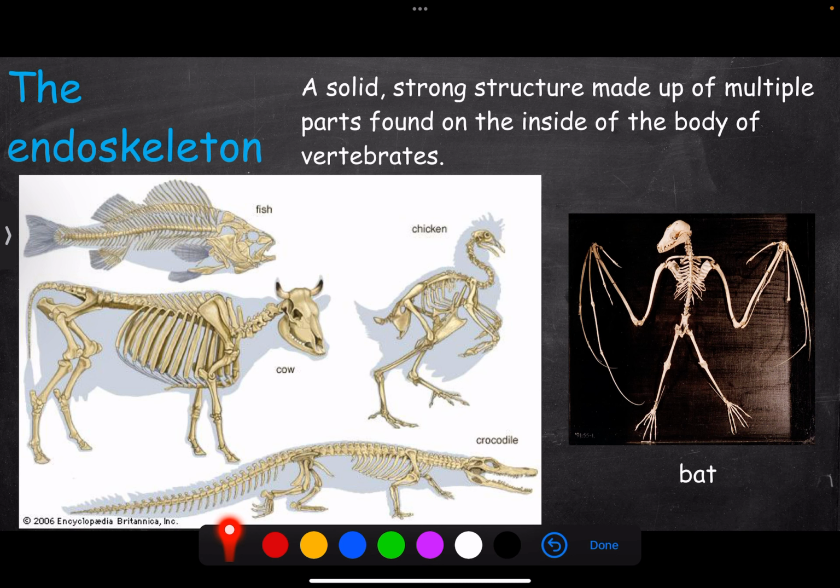Alright, so let's move on to the endoskeleton. The endoskeleton is what it sounds like. It's a skeleton on the inside of animals. So it's a solid, strong structure made up of multiple parts found on the inside of the body.